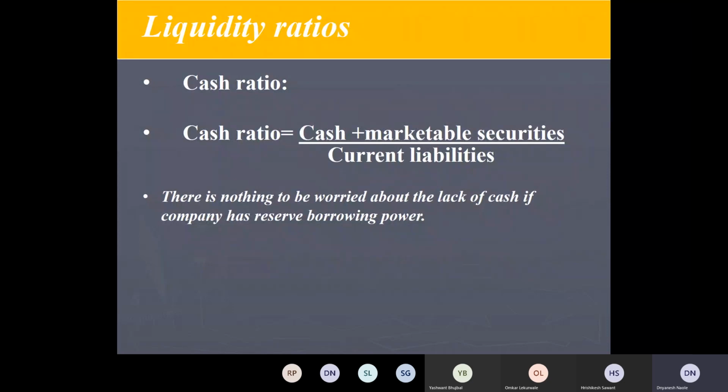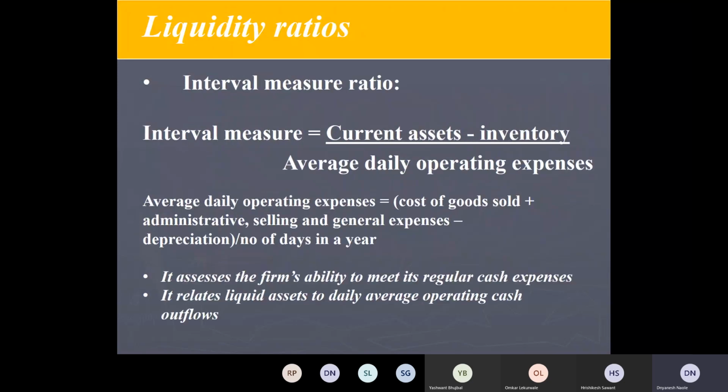Okay, then the last one which we are going to see today is the interval measure ratio. The concept of this ratio is we try to find out the number of days we are going to meet our current liabilities, even without receiving any cash or trying to take any loans to generate cash. So here, current assets minus inventories is the term used in the numerator, divided by the operating expenses divided by 360, that is the total number of days.